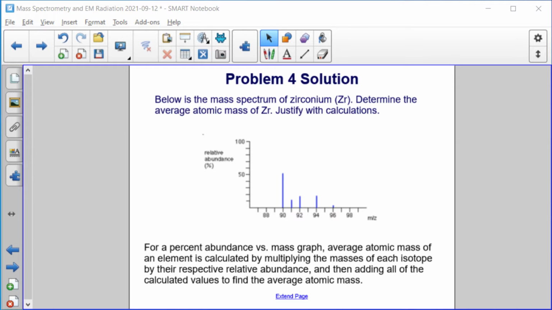is really straightforward. It's done using the same calculations that we've done before. We just multiply the masses of each isotope. So these are the masses 90, 91, 92, 94 by their respective relative abundance, which we can read off of the y-axis, and then add all of those together to find the average atomic mass.